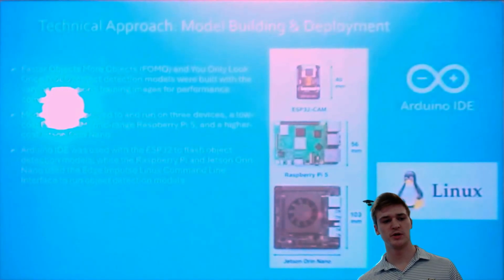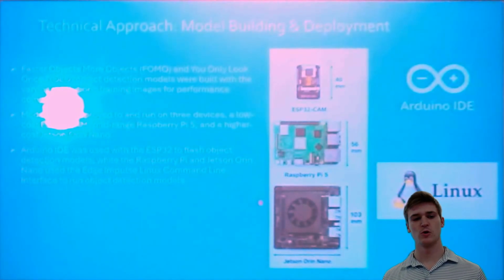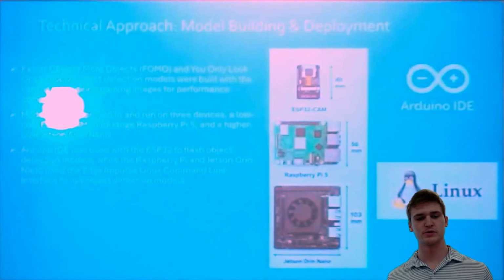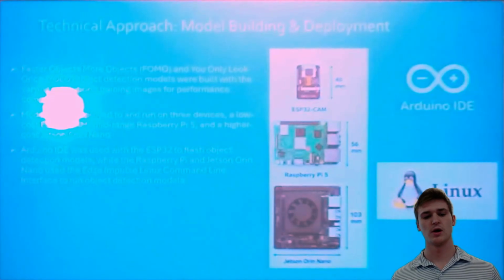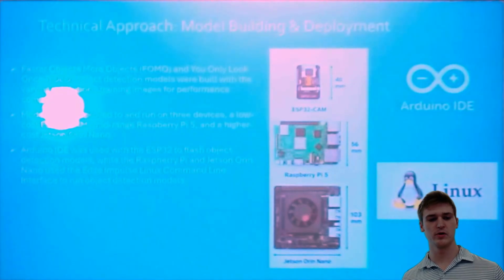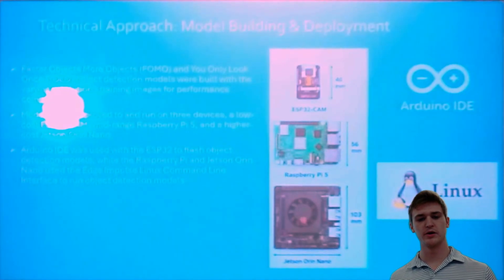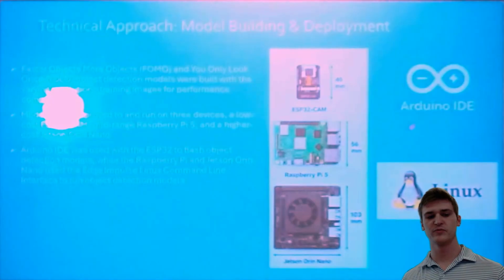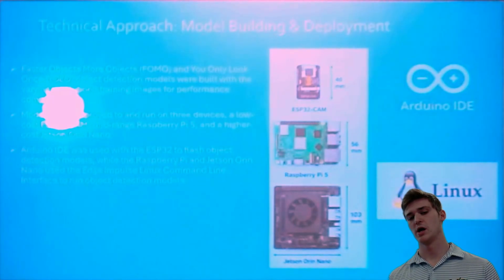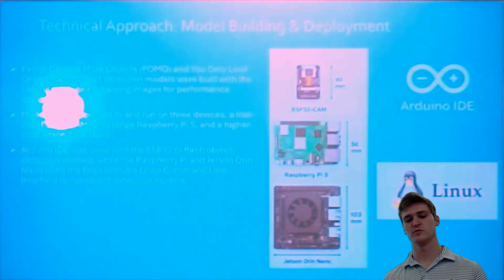For my deployment, I did two different models, like I mentioned, FOMO and YOLO, to compare the performances between those two models. I ran them on 3 different devices: a low-cost ESP32 CAM, a mid-range cost Raspberry Pi 5, and a Jetson Orin Nano as the higher cost option. I used Arduino IDE to flash the object detection models to the ESP32, and then ran the object detection models for the Raspberry Pi 5 and Jetson Orin Nano within the Edge Impulse Linux command line interface.